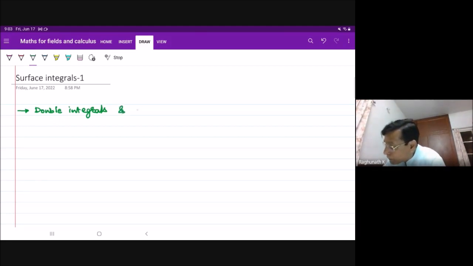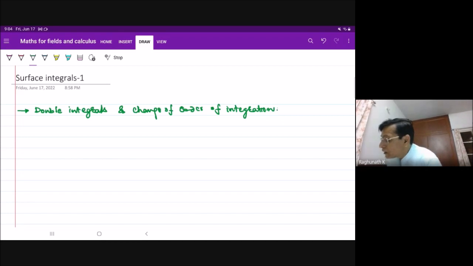And change of order of integration. Later on, we'll look into the applications of it. Okay. The first set of problems we are looking at. Again, these are the problems straight from the textbook.